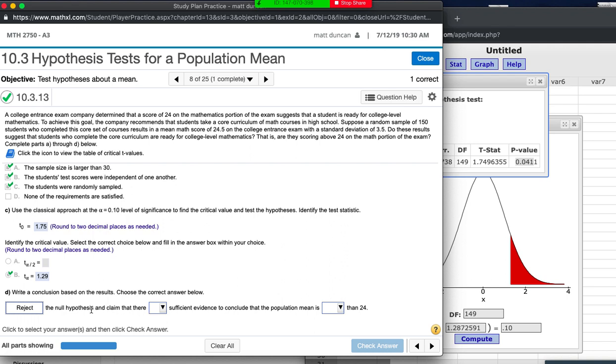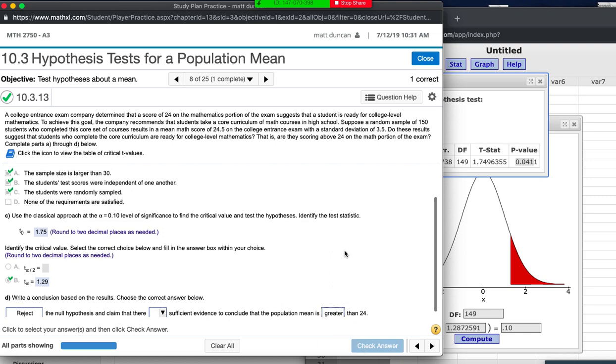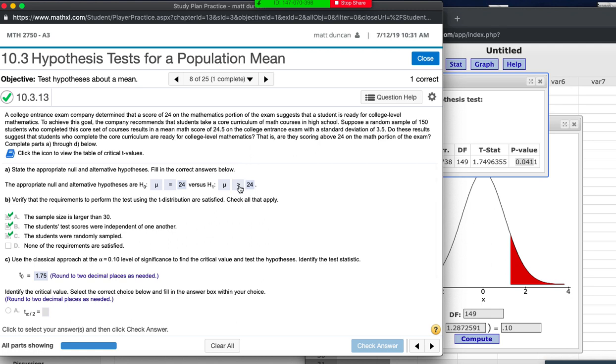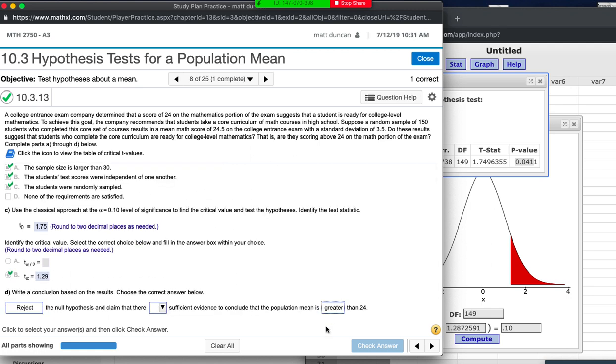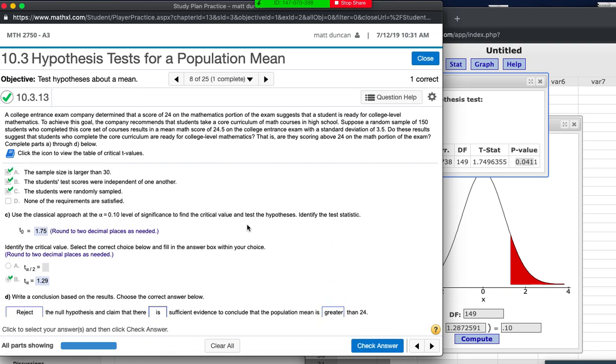So no matter if you reject or fail to reject, starting this sentence right here is going to be part of the problem. And notice that it's always going to be in terms of the alternative. So even if I didn't know the answer to reject or fail to reject, I'm going to put greater than here because that's what's in my alternative. It's always in reference to the alternative here. And then the only thing I need to fill in is if there is or is not. And we do have enough evidence. There is enough evidence to support the alternative.